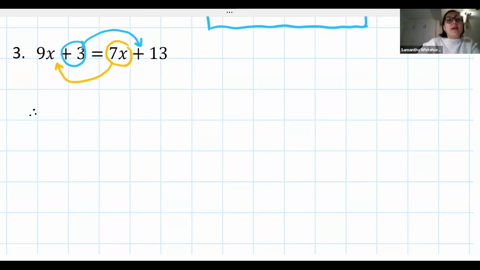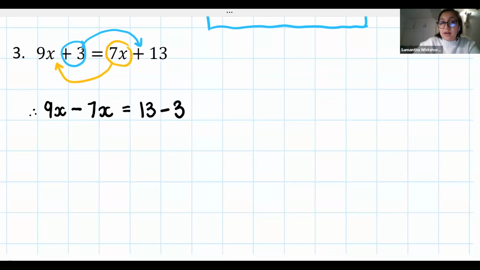Basically what's happening is because I'm leaving the 9x exactly where it is, it stays positive 9x. I'm bringing the 7x over, so this becomes minus 7x. All of my x's are on the left, so I'm happy. On the right-hand side, 13 stays where it is. I haven't moved it. But I'm bringing that positive 3 over, so it becomes negative 3. If you would prefer to write your working out like this, that is absolutely fine as well, as long as you are showing the inverse operations.